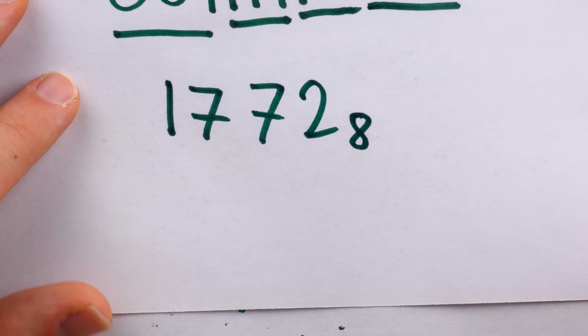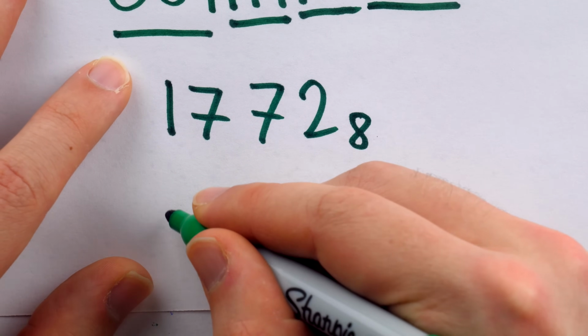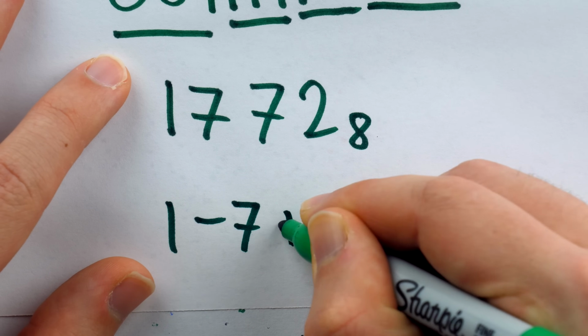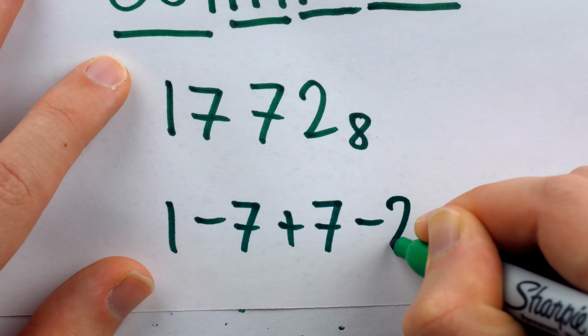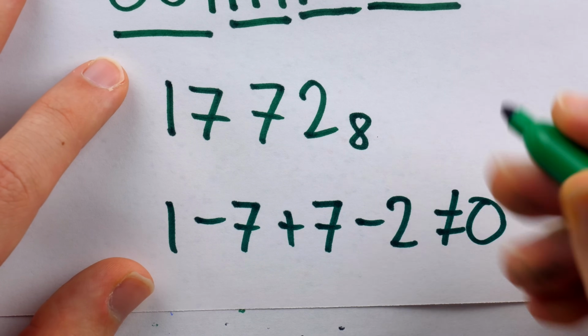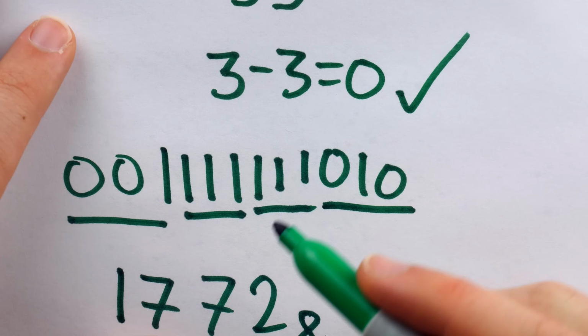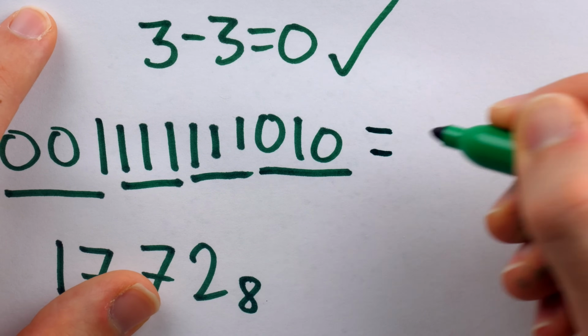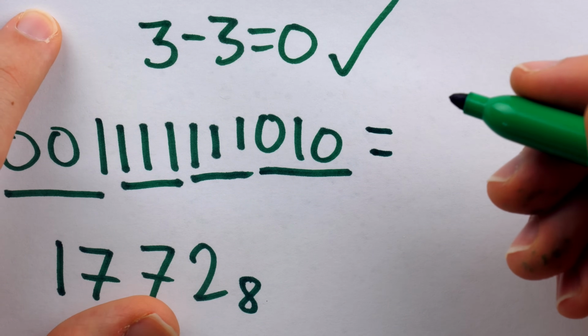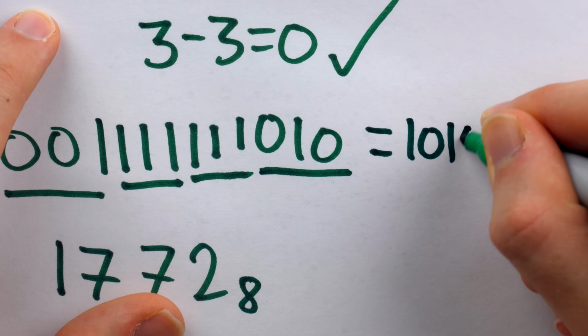Then we calculate the alternating sum of the digits. It's 1 minus 7 plus 7 minus 2. And this is not equal to 0, so the original binary number is not in fact divisible by 9. This number happens to equal 1018 base 10.